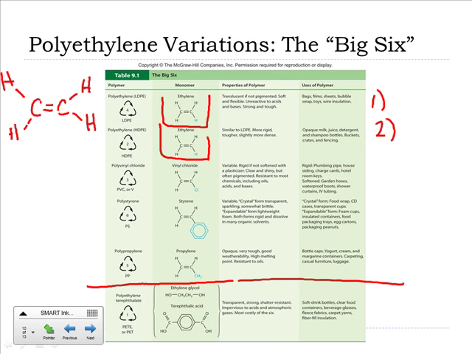Does it make sense that polyvinyl chloride is basically the same as polyethylene in terms of structure, right? PVC still has a chemical double bond between carbons. It's got hydrogens, and it's got one chlorine. It differs by one atom. The monomer is very close, though.